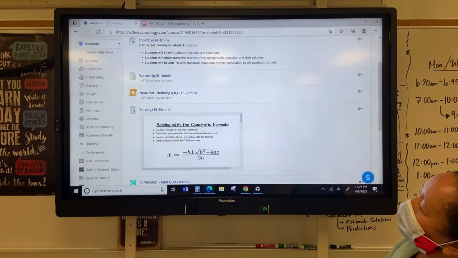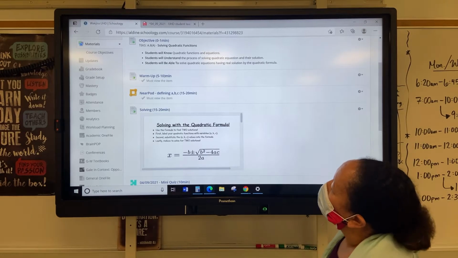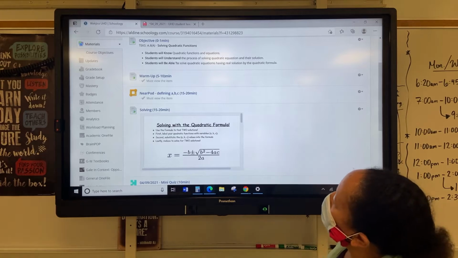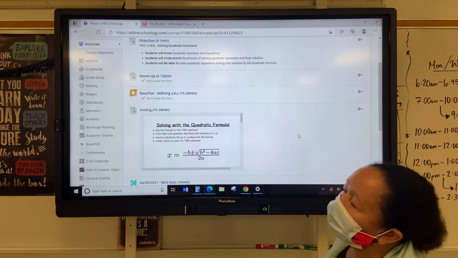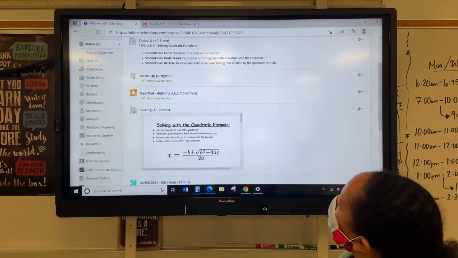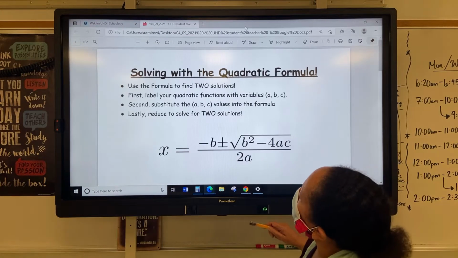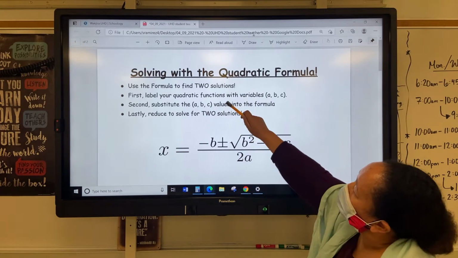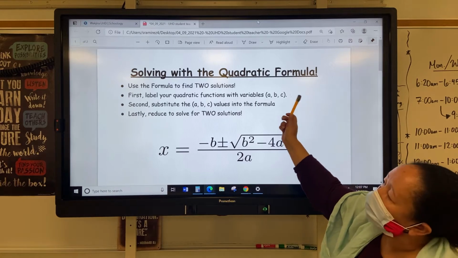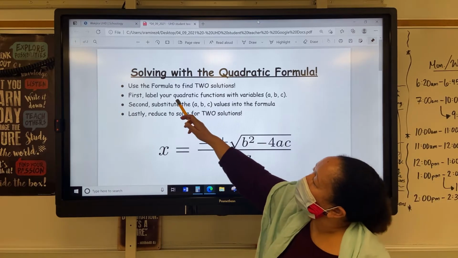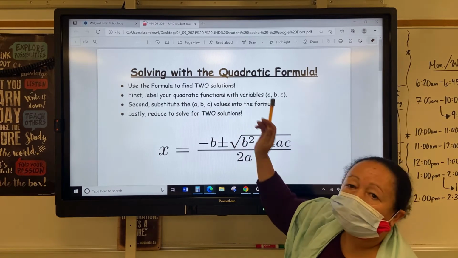Hello students, we are starting with video 2 now, so we're going to start with the note. It is solving with the quadratic formula. You use the formula to find two solutions.